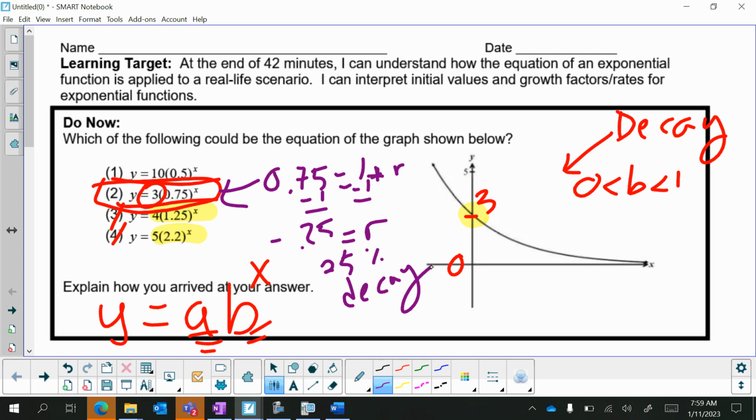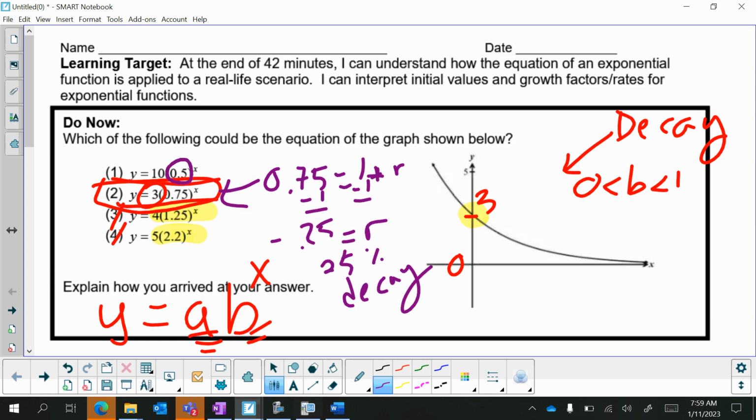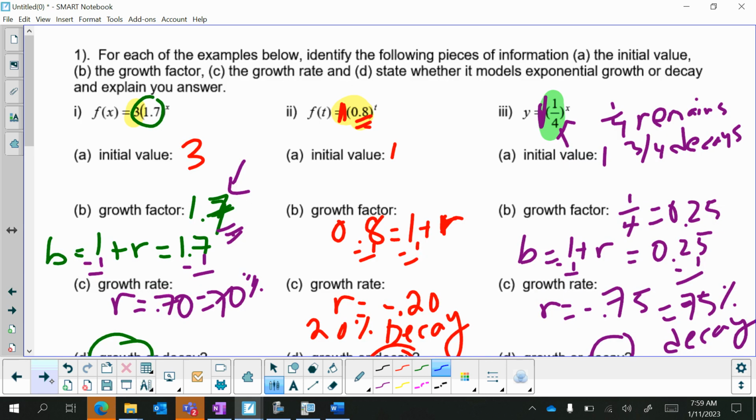Choice 1, if you remember in my picture, if you see my graph, remember choice 1 was steeper. That was the blue one. And that's because that one had a growth factor of 0.5. So 0.5 remains, so 0.5 decayed, which means that was negative 50% growth, which means 50% decay. So basically choice 1 decayed a lot more than choice 2, because that was 50% versus 25%.